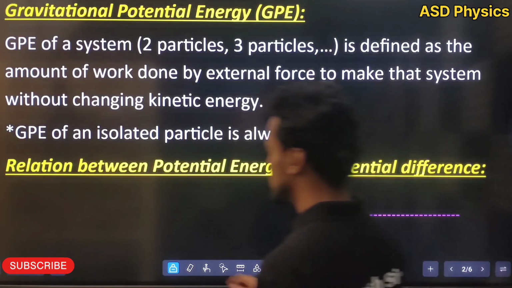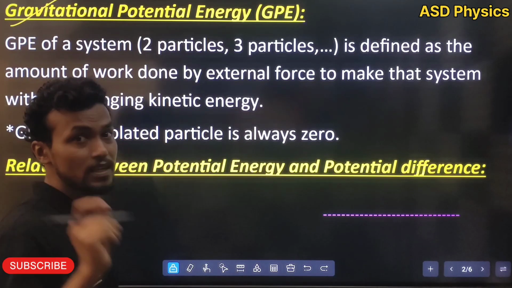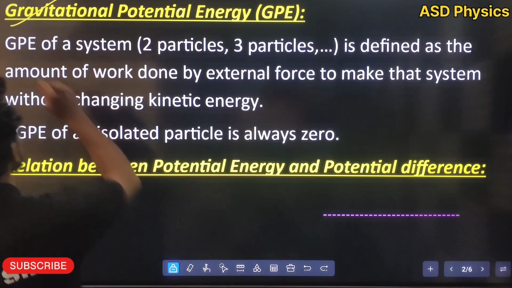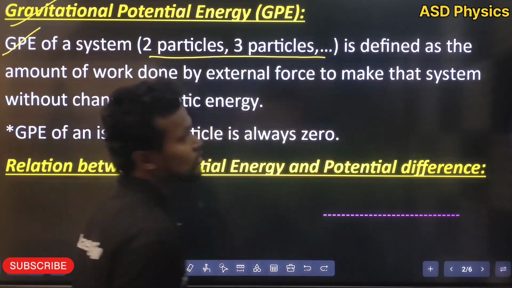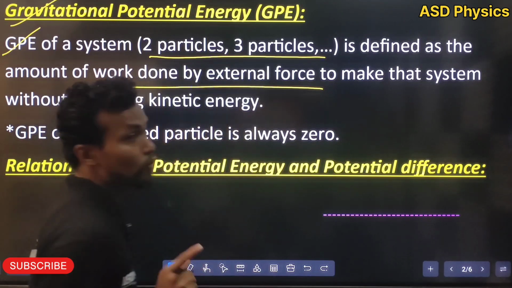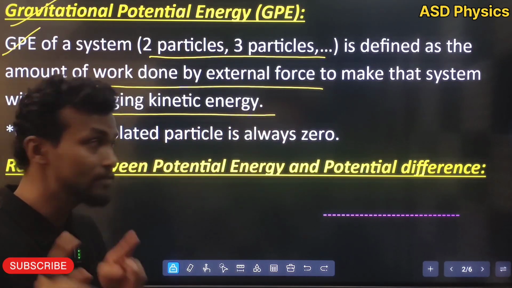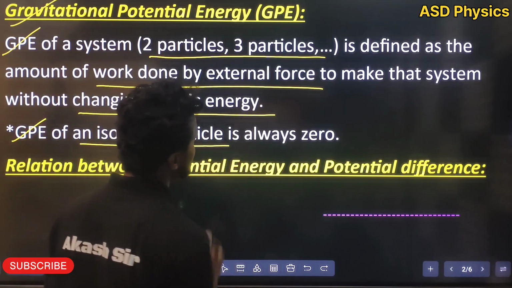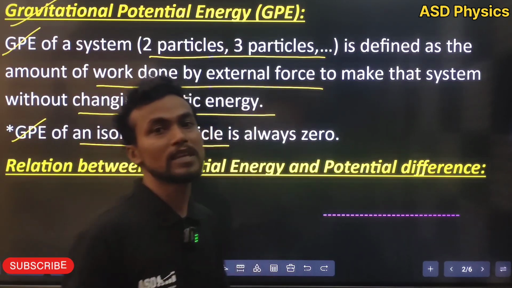Okay, students, the first thing we are going to see is gravitational potential energy. You have studied potential energy very well, but now we will see it from the very basic point of view. Gravitational potential energy of a system of two particles or three particles is defined as the amount of work done by an external force to make that system without changing kinetic energy. Later I will teach you why the gravitational potential energy of an isolated particle is always zero. In the lecture you will understand very well why I am saying this.